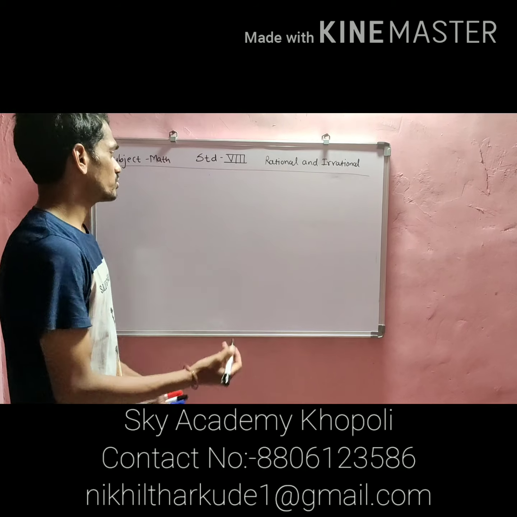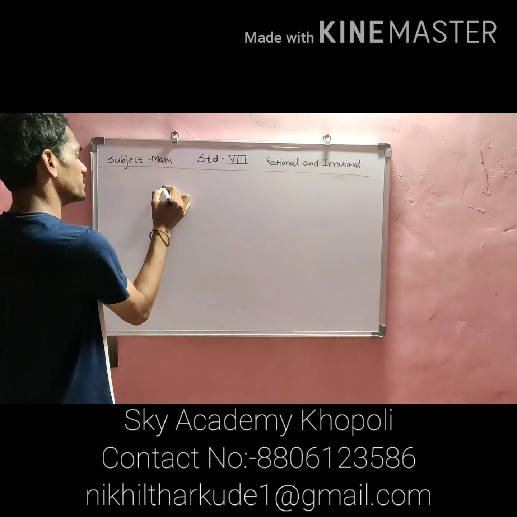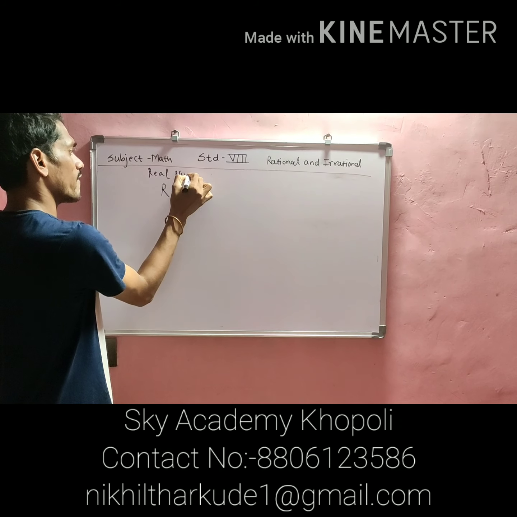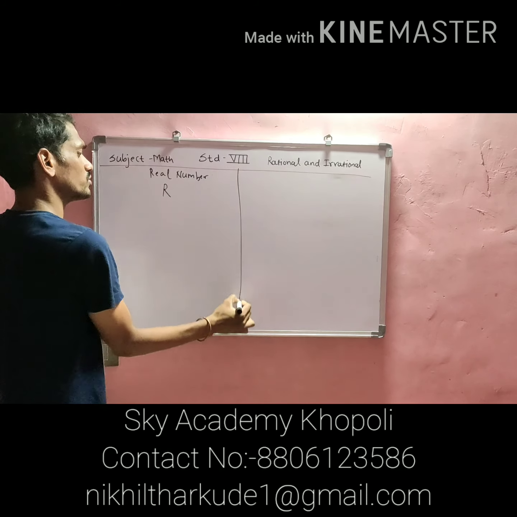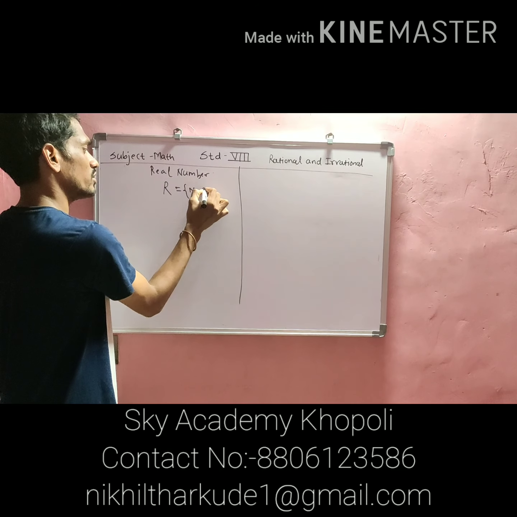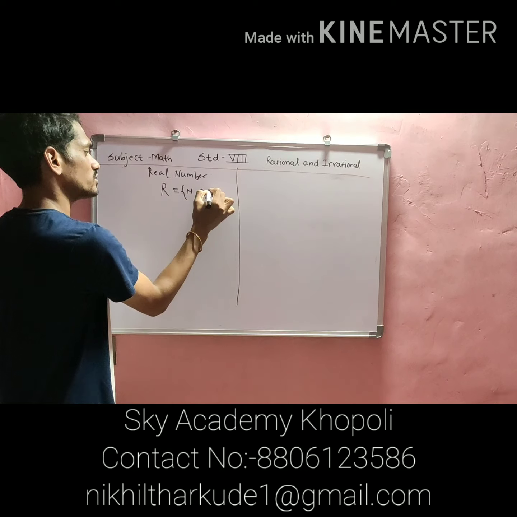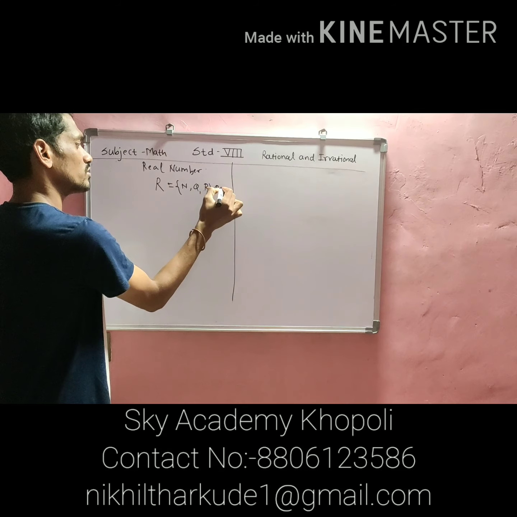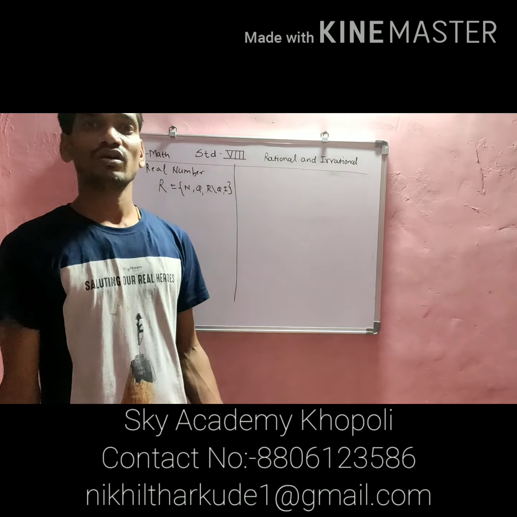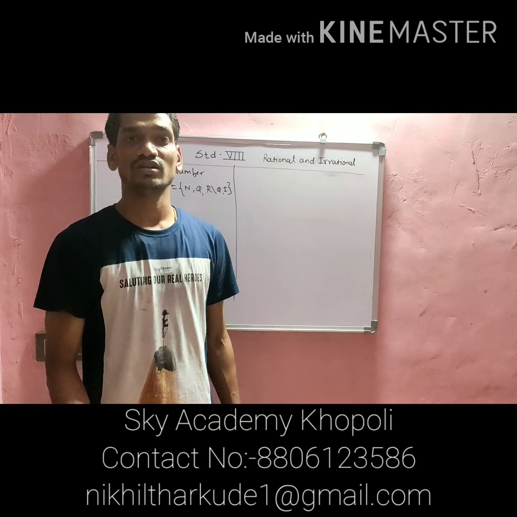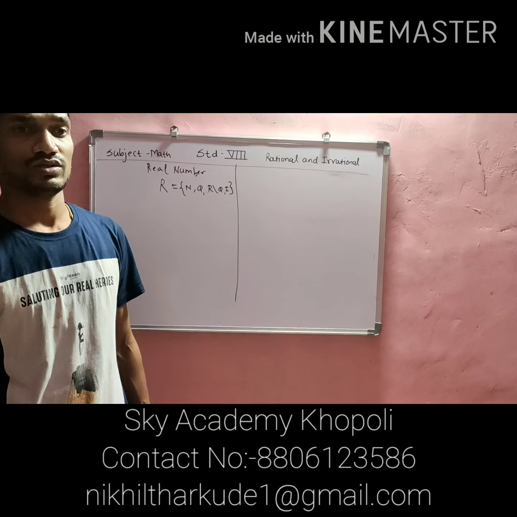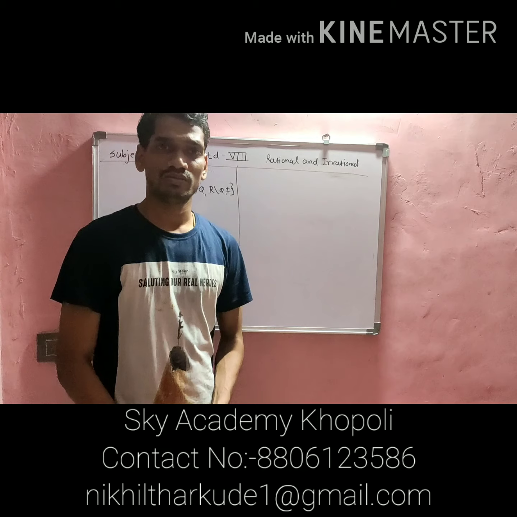So in real numbers, students, the set of real numbers is represented by a capital letter R. It contains the natural numbers, integers, rational and irrational numbers. It means real numbers are the combination of all natural numbers, integers, rational and irrational numbers. We call these real numbers. So what are the properties of the real numbers?